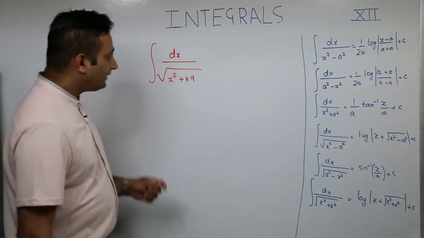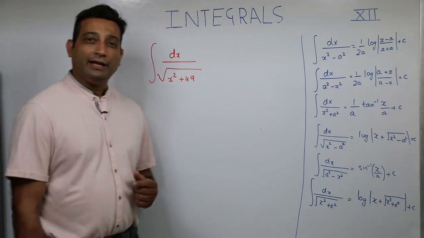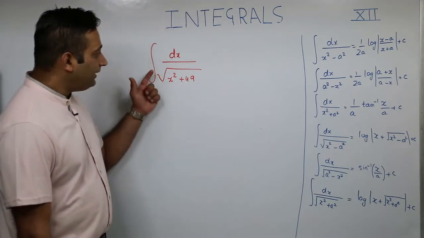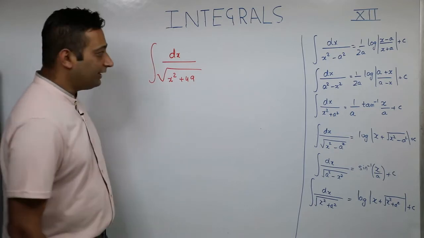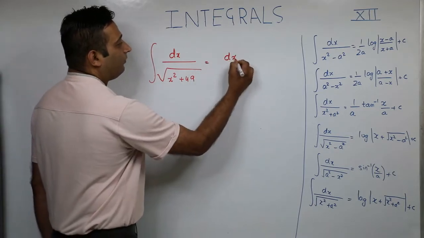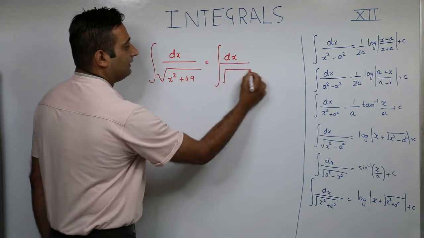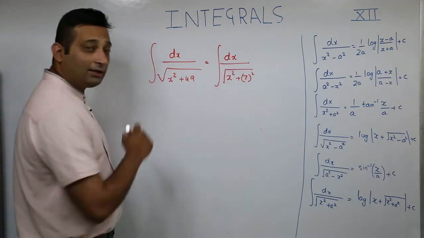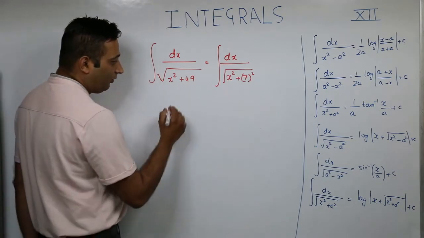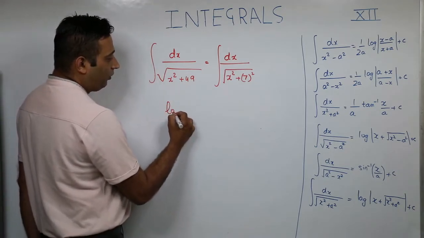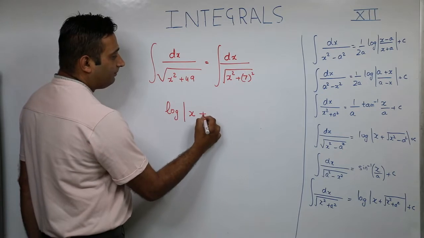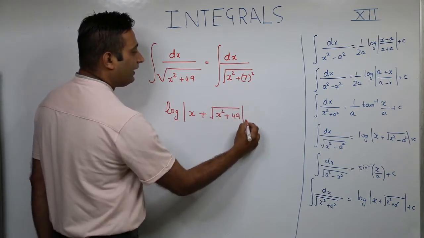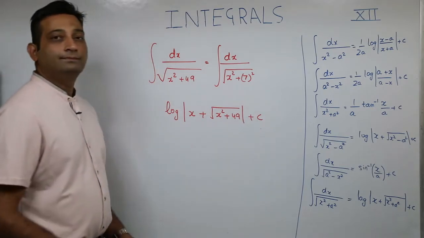So let us take one more example. We have dx by under root x square plus 49, which can be easily compared with the standard form dx by under root x square plus a square. So let us transform this into the standard form. This under root x square plus 49 can be written with 7 square. So a can be compared as 7. Now the answer will be log of mod x plus under root x square plus 7 square, 7 square is 49, plus c.